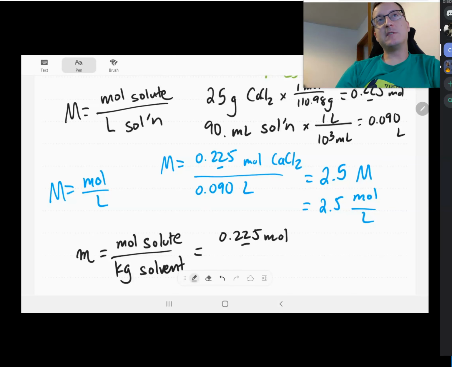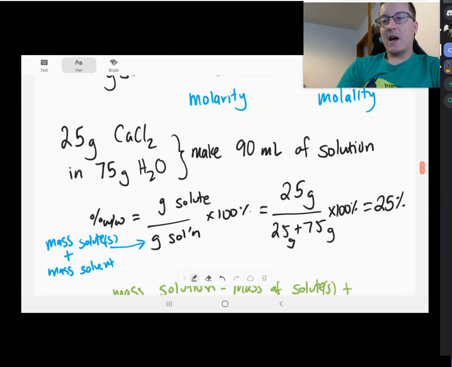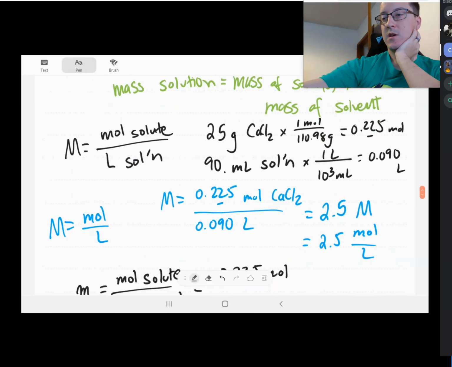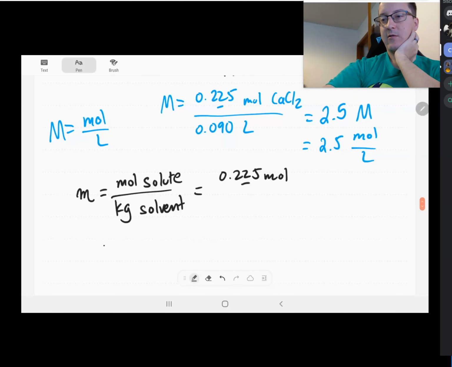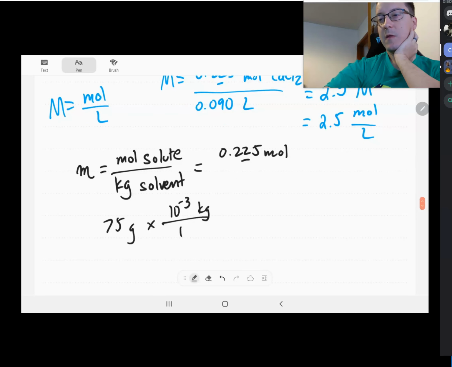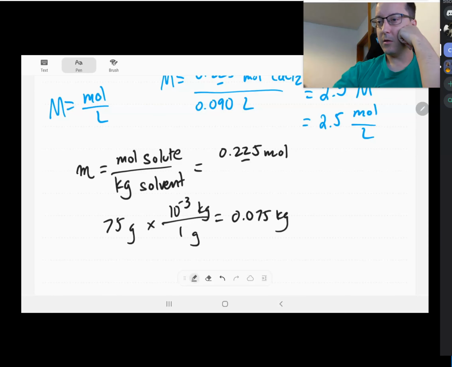Now, for the kilograms of solvent, if we go back up here, all we have is grams of solvent. So we're going to have to convert that to kilograms. 75 grams. Remember, kilograms goes on top and grams on the bottom. That's going to be 0.075 kilograms.